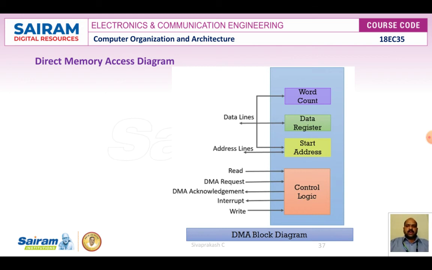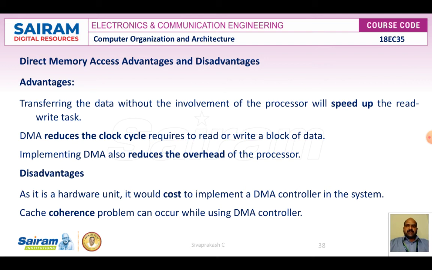Let us move on to the advantages and disadvantages of direct memory access. Coming to the advantages, transferring the data without the involvement of the processor will speed up the read or write task, so the execution time will be fast. The DMA reduces the clock cycles required to read or write a block of data. Implementation of the DMA also reduces the overhead of the processor. These are the advantages of direct memory access.